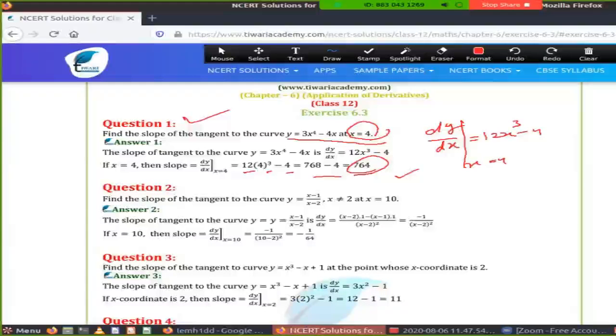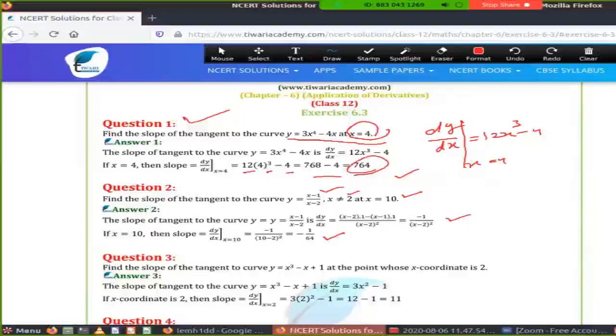This is the answer. Find the slope of the tangent to the curve at x is equal to 10, where x is not equal to 2. What does that mean? The condition is that the denominator should not be equal to 0. Now the derivative of this, apply the u upon v property, you will get the derivative minus 1 upon (x minus 2) whole square, and at the point x is equal to 10, put x is equal to 10 in the derivative, you will get minus 1 upon 64.